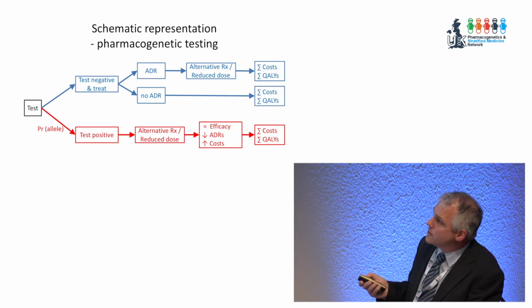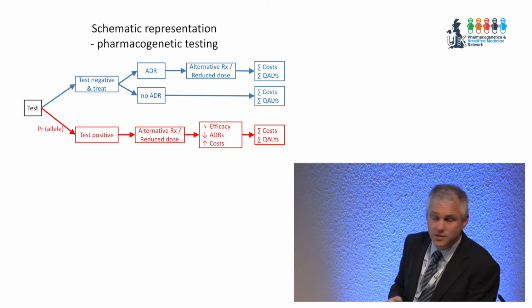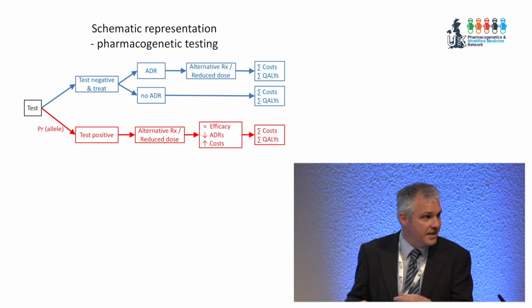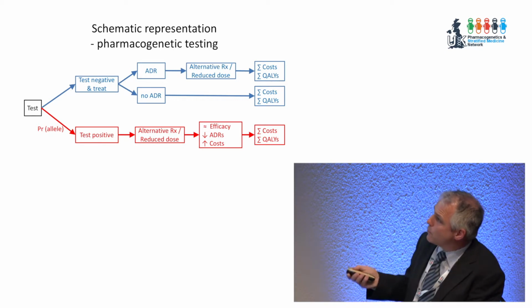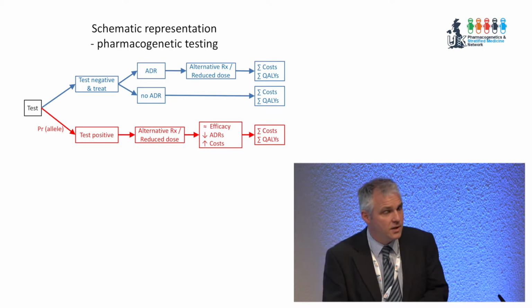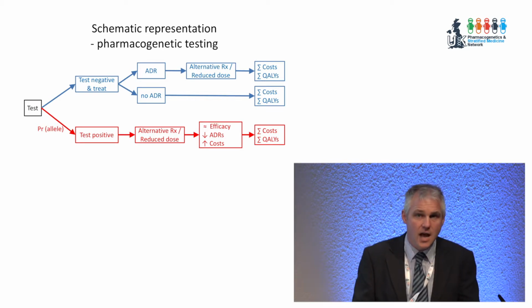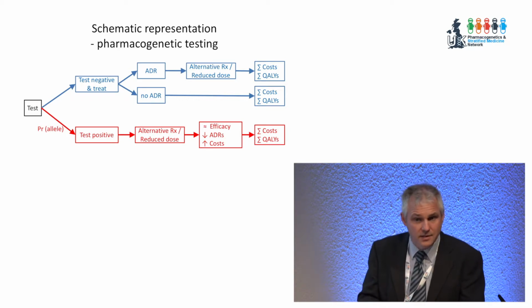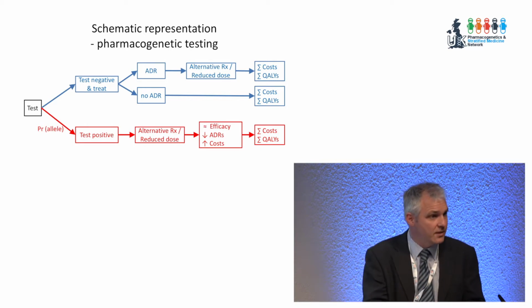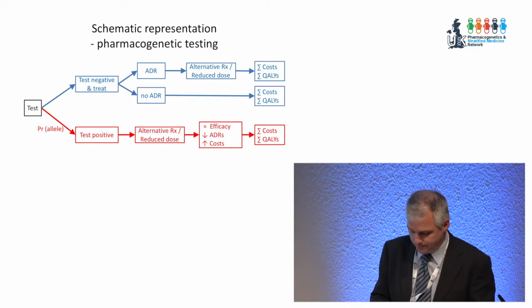If they don't experience an adverse drug reaction, which would be at a higher probability than in the previous slide where there was no testing at all, then again we could estimate the cost and QALYs. And I think you can hopefully see where I'm getting at, that for this pathway we can estimate again the weighted average costs and QALYs associated with pharmacogenetic testing. And we would compare that with the previous slide, which is without testing, and to see whether testing results in an increase in QALYs and increase or perhaps decrease in costs overall.